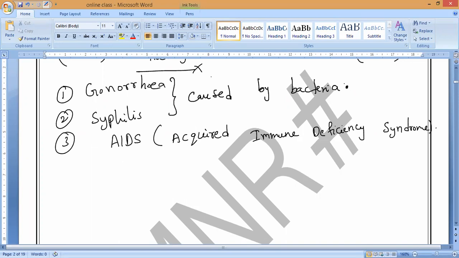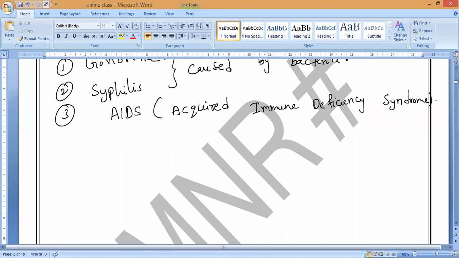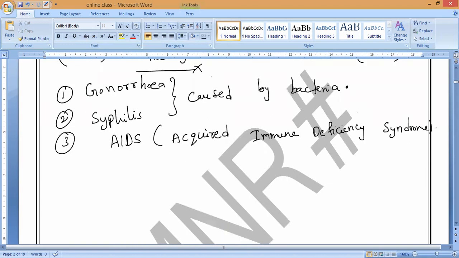Understand? During urination, when the urine is passing, the urethral discharge may contain pus, and soreness in the genitals takes place. Gonorrhea and syphilis are curable diseases, but they cause itching and painful urination. Understand, everyone? These are the symptoms of gonorrhea and syphilis. Both are curable diseases.